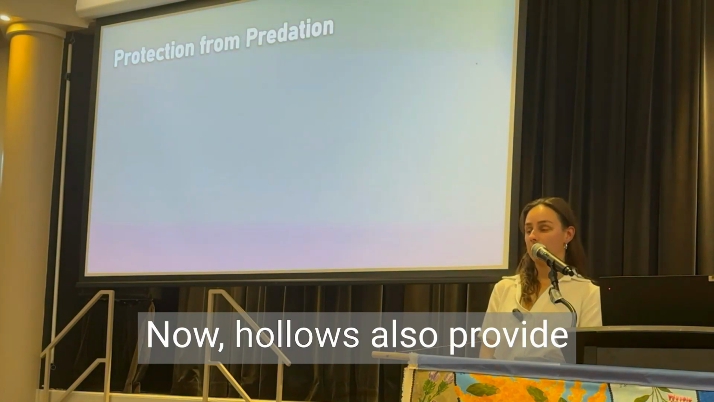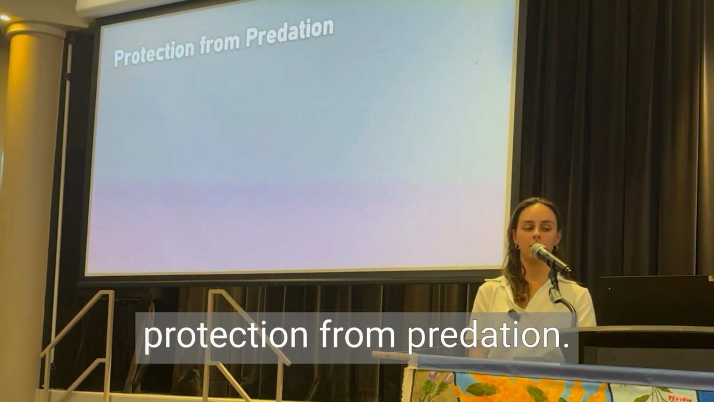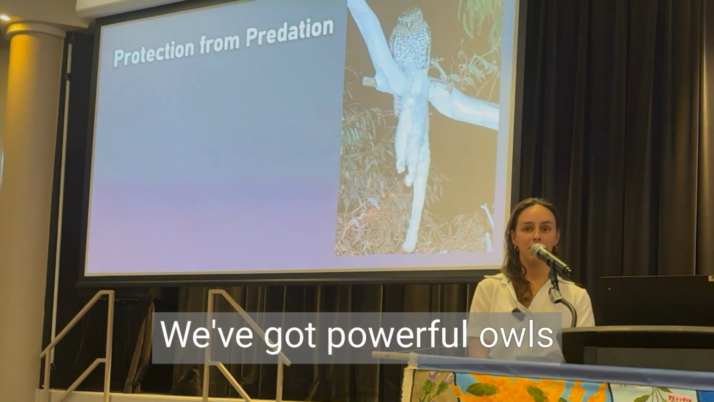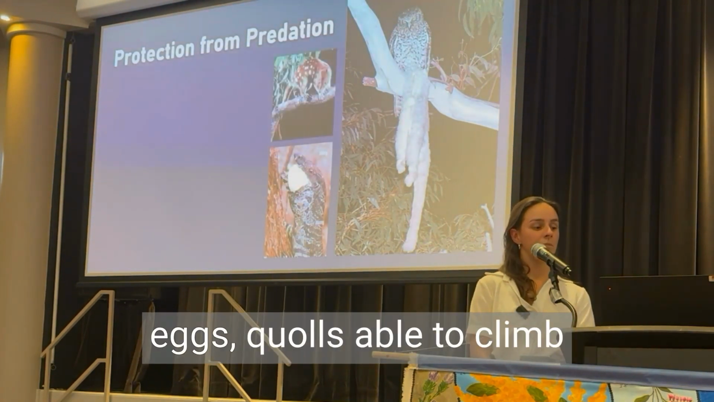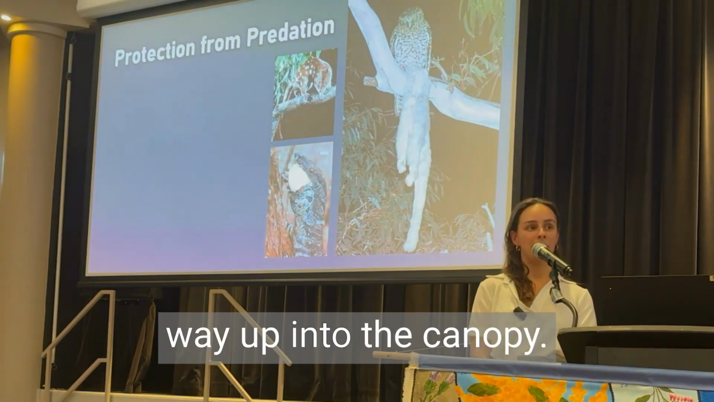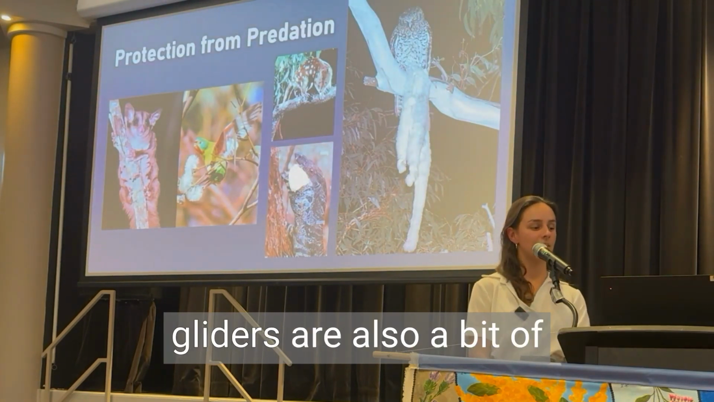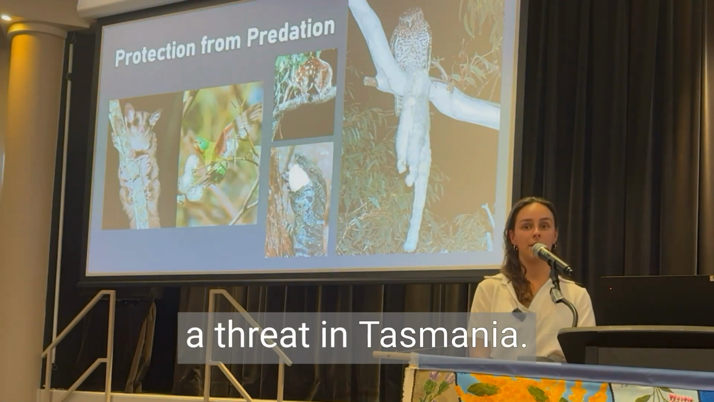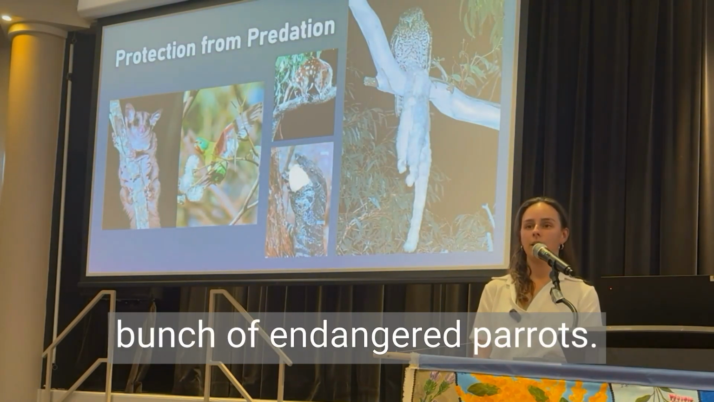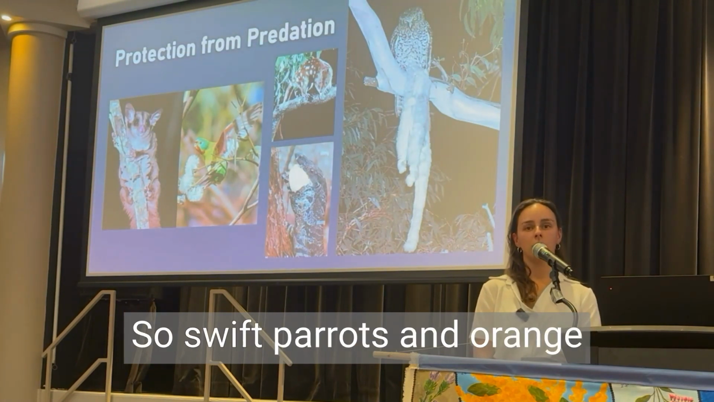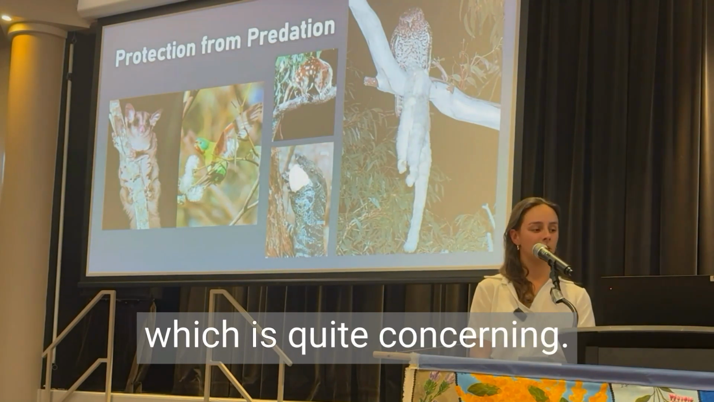Now, hollows also provide a source of shelter as protection from predation. We've got powerful owls eating greater gliders, goannas coming up to steal eggs, quolls able to climb way up into the canopy, and surprisingly, sugar gliders are also a bit of a threat in Tasmania. It might surprise you, they are a predator to a whole bunch of endangered parrots. So swift parrots and orange-bellied parrots are being gobbled up by sugar gliders, which is quite concerning.